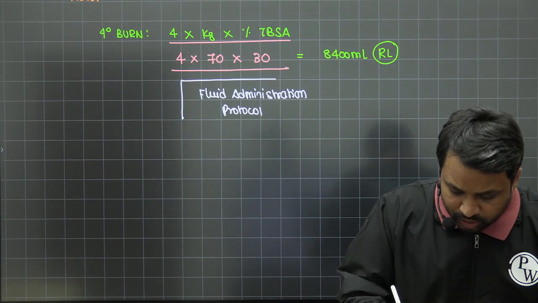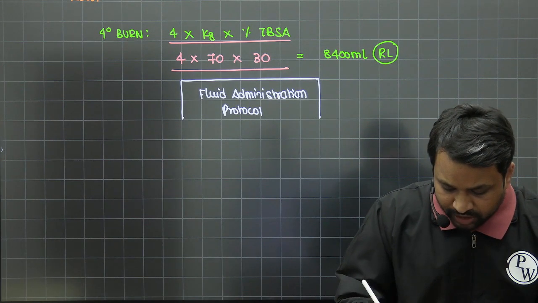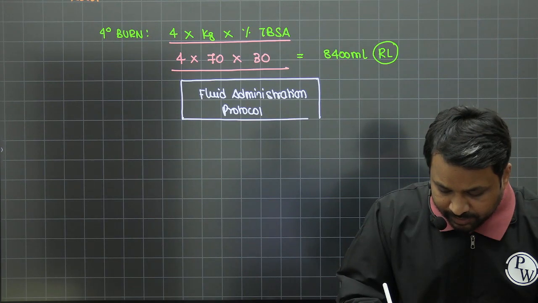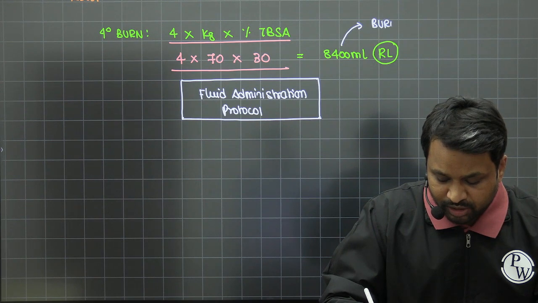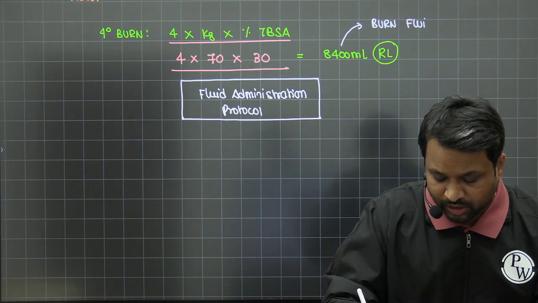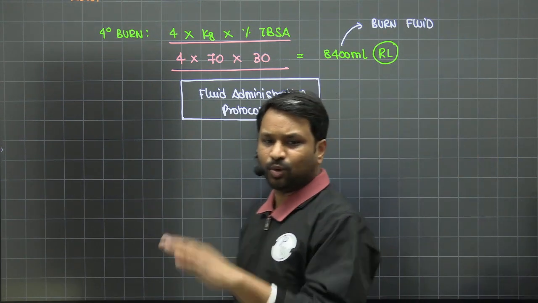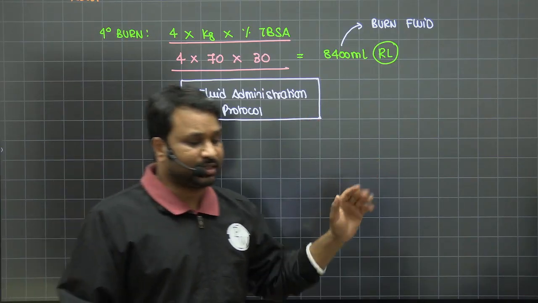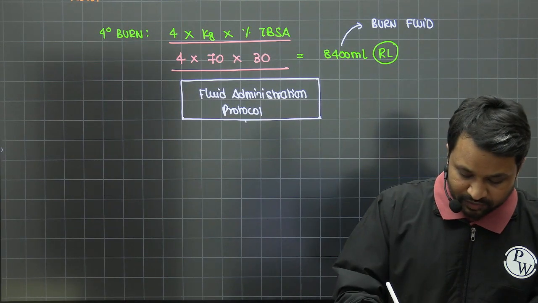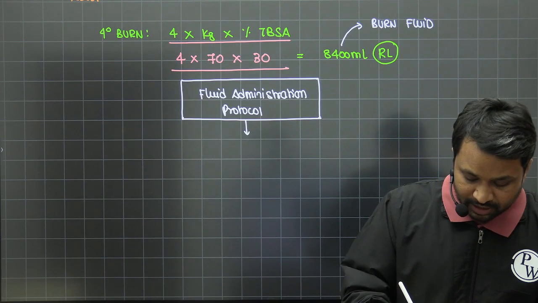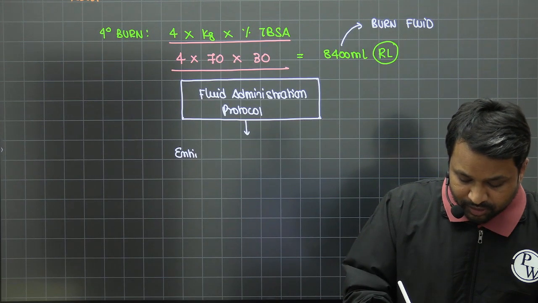Now, according to the fluid administration protocol, whatever burn fluid that you have calculated, that means the fluid which is there, 8,400 ml, this is what we call the burn fluid. That means this is the fluid that I am going to give the patient for resuscitation. Whatever amount that you have calculated will be considered as burn fluid.